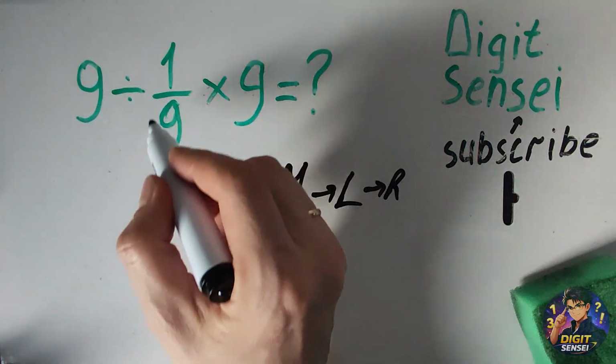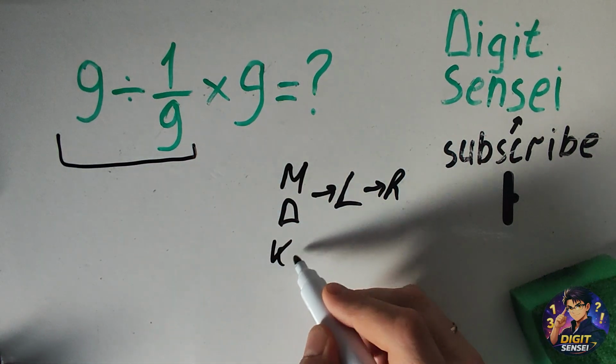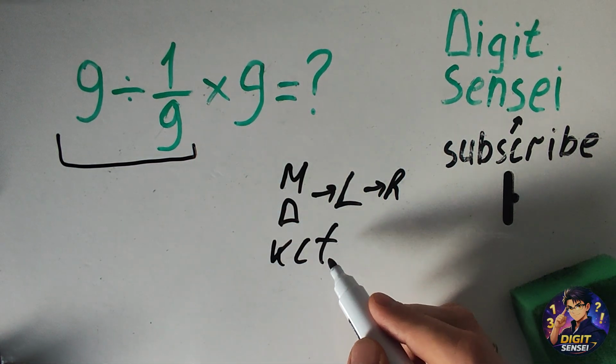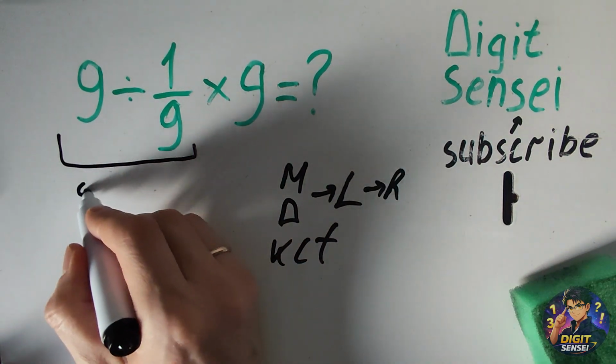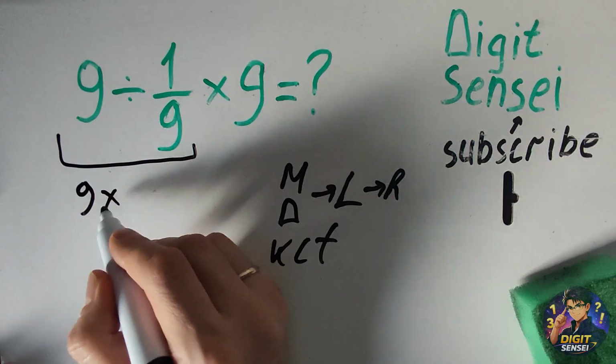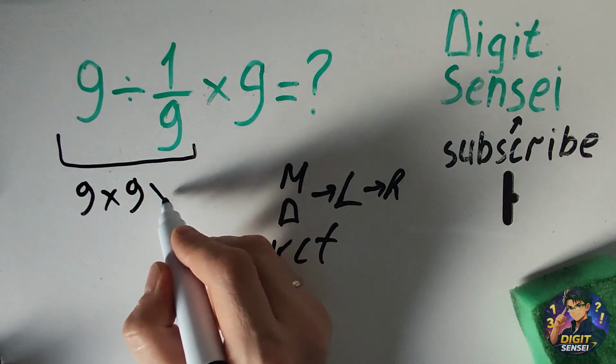9 divided by 1 over 9. According to the GKCF rule, K stands for keep, C stands for change, and F stands for flip. We can write: keep the first fraction, change division to multiplication, and flip the second fraction. And here we have times 9.